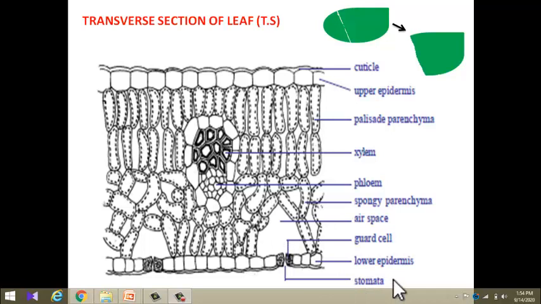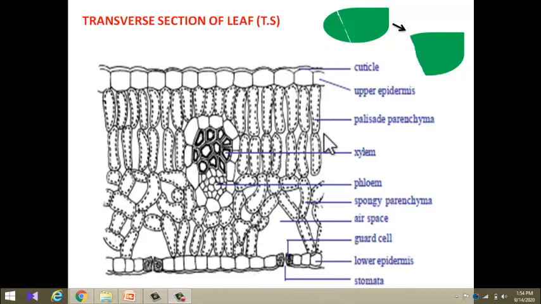Now what is the role of stomata? Stomata helps in transpiration and also exchange of gases. What is transpiration? Transpiration is loss of water from the surface of leaf. That is, excess water is lost from the surface of leaves by a process called transpiration, and that is through stomata. That is about upper and lower epidermis.